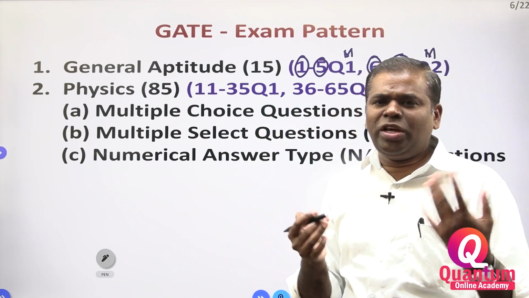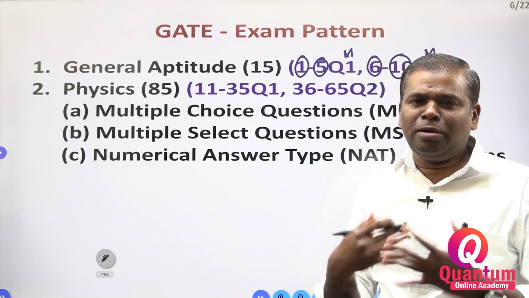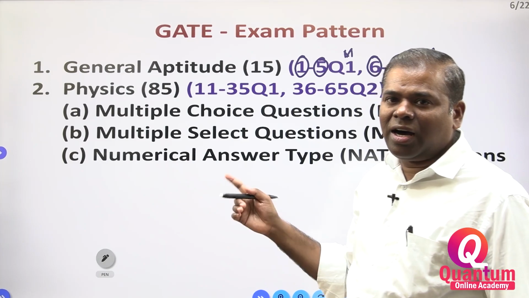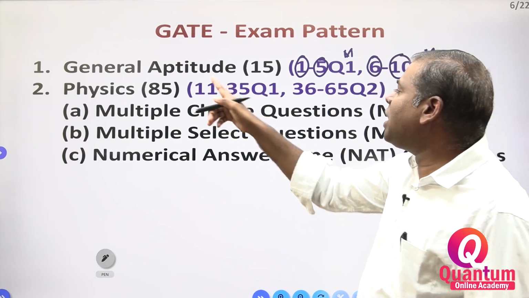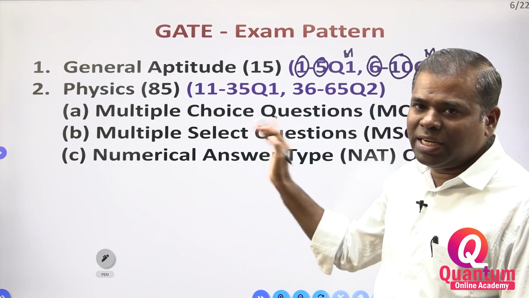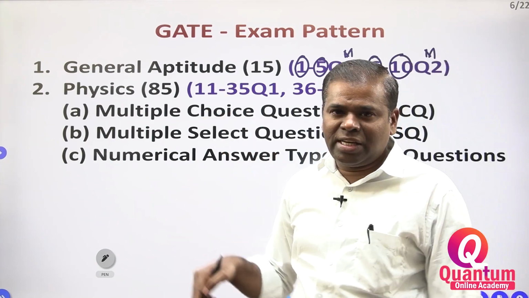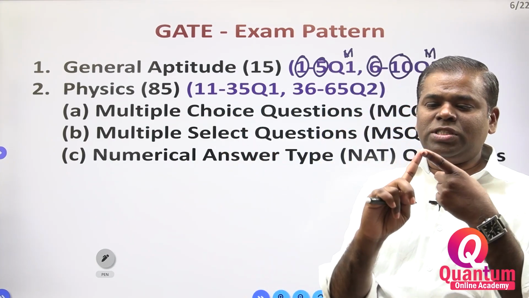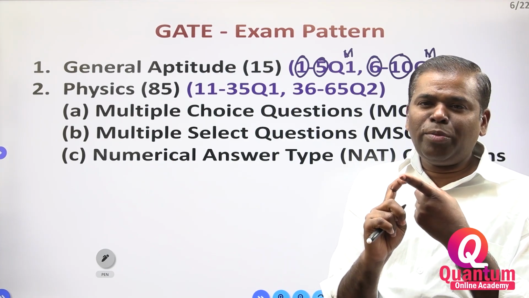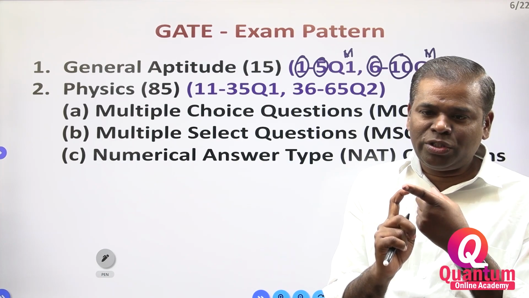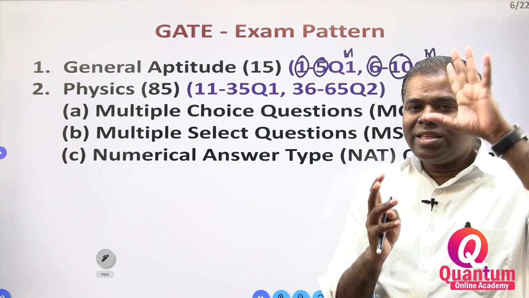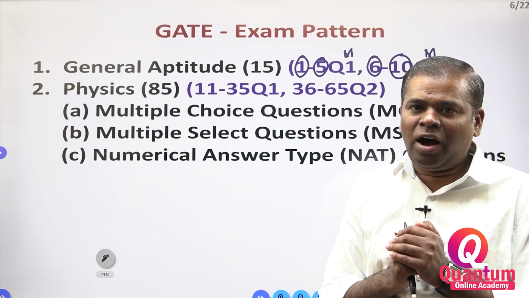Here also same thing, general aptitude, logical reasoning, puzzles and all those things they will ask. Some diagram also they will ask. That is very easy and important questions they will ask. General aptitude one. Next, physics. Here 3 varieties of questions are there. One is multiple choice questions. One more is multiple selected questions. And third one is numerical answer type questions. 3 varieties of questions they will ask.